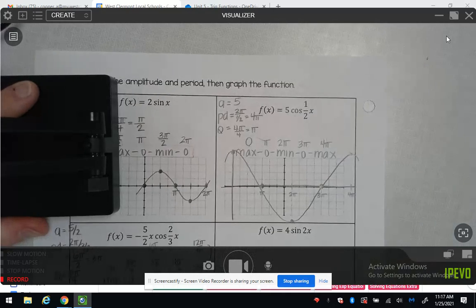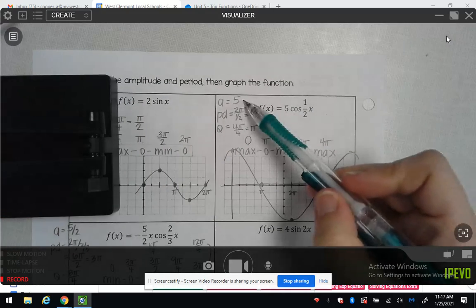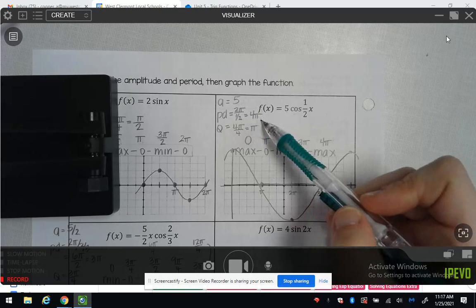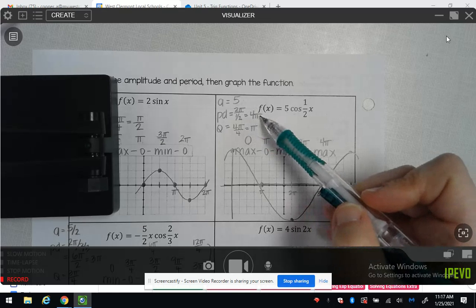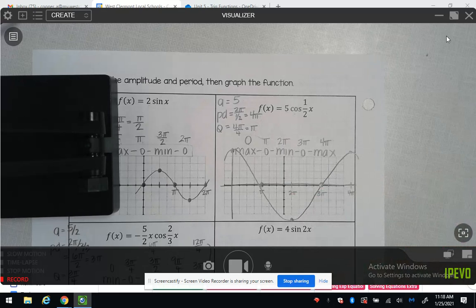The next one, f of x equals 5 times the cosine of 1/2 x. Amplitude is 5. Period is 2 pi divided by 1/2, so the period is 4 pi. Quad, period divided by 4, so my quad is pi. I moved my x-axis down a little bit so you could see how this stretches.